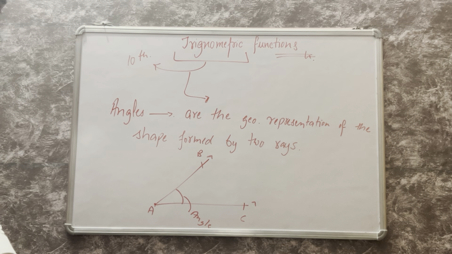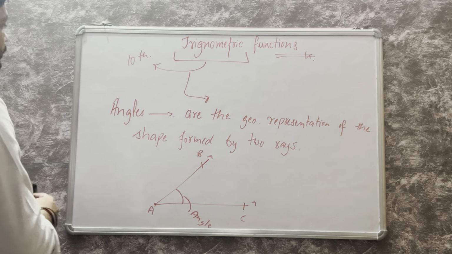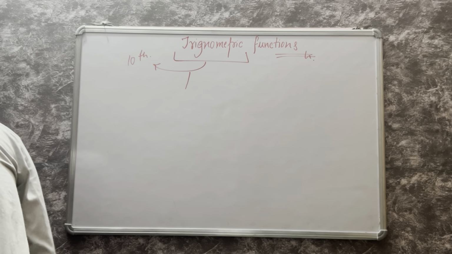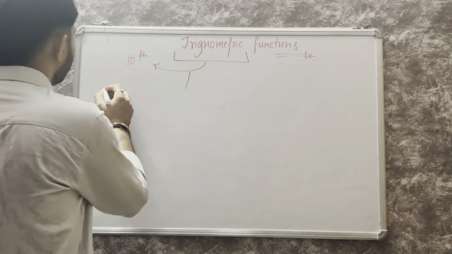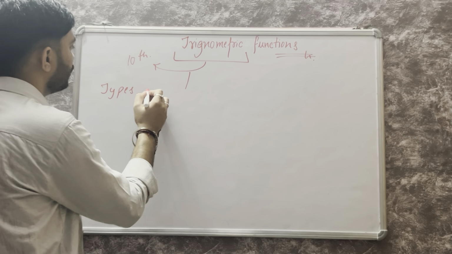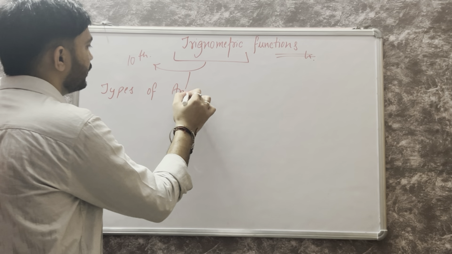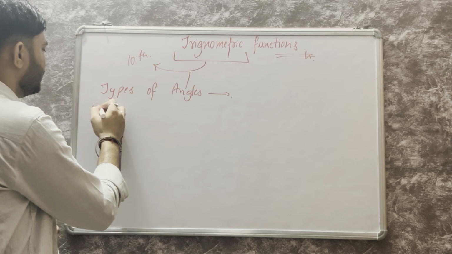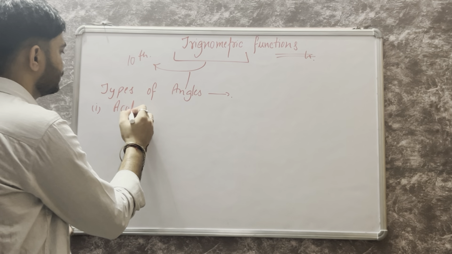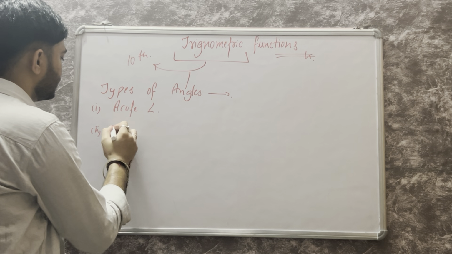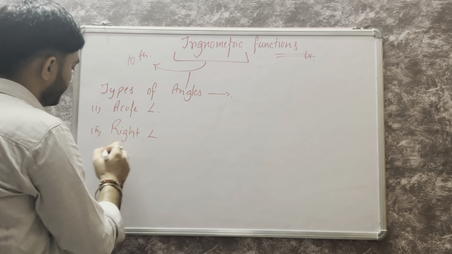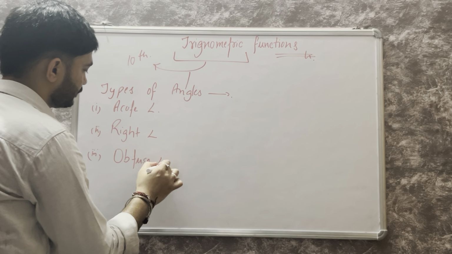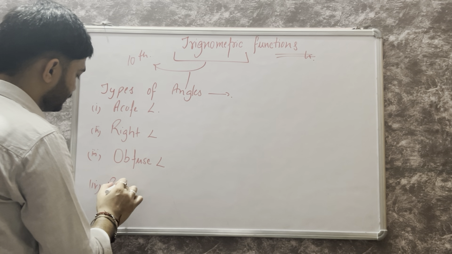Any doubts? Since we have already studied about angles, now we are going on to the types of angles. Firstly it is acute angle, second is right angle, third is obtuse angle, and fourth is reflex angle.